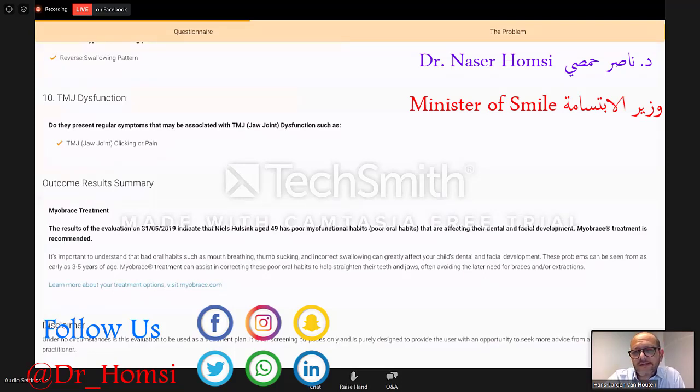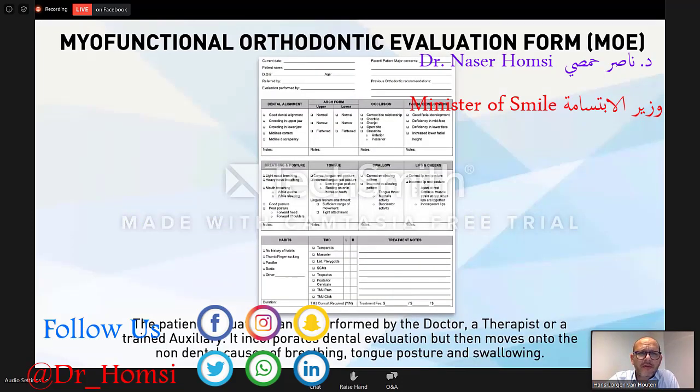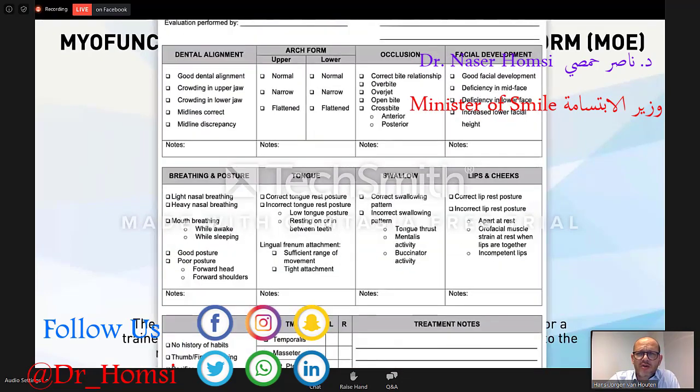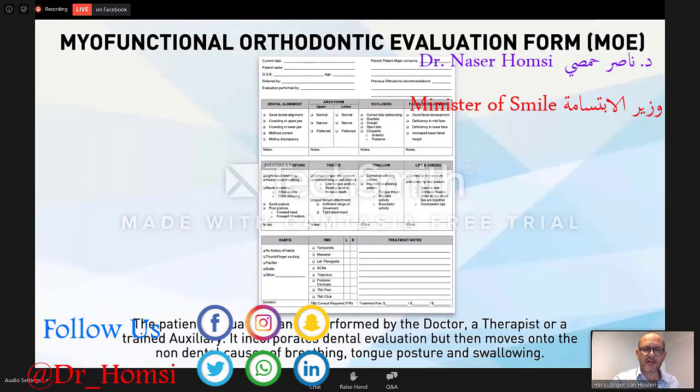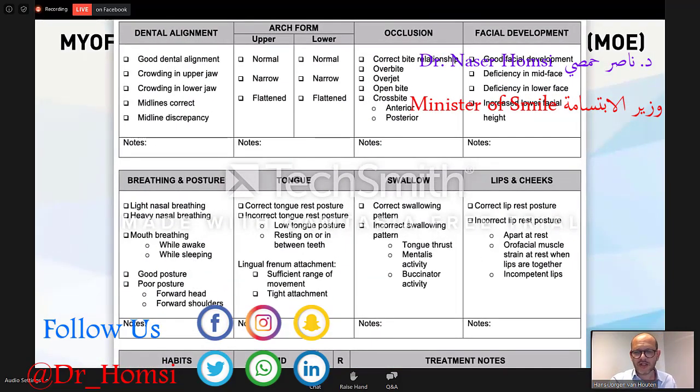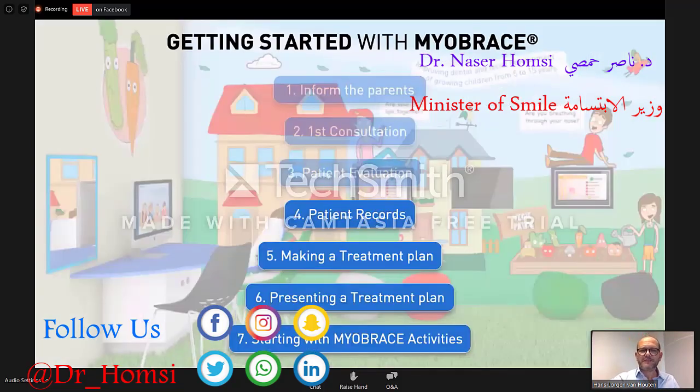So this is the first step. Of course, we have this also on paper. So everything you just saw is also available on a paper sheet. It means the same questions: dental alignment, arch form, what type of occlusion, facial development, breathing, tongue, swallow, lips and cheeks are all written down on this paper. But below you also see the habits, you see what kind of TMD problems, everything you want to know. This is the first step in record taking. This is the part you need to do in your file. So the evaluation. Then you have to take the patient records.